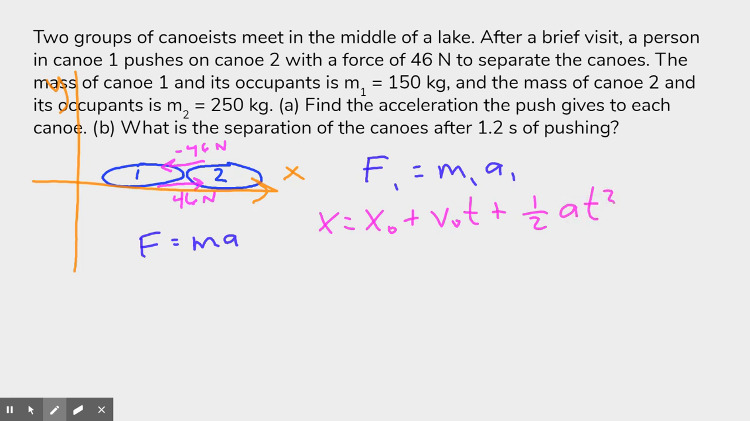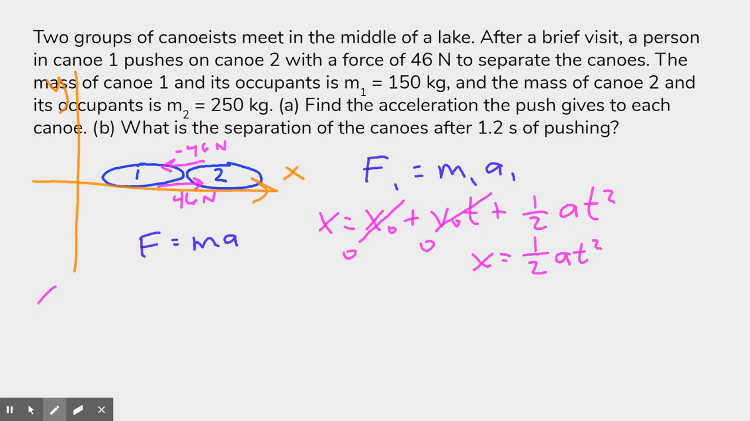Now, why would I choose this? Well, we can simplify this. Since they begin just sitting in the middle of this lake, X naught is going to be 0. And since they're sitting, that initial velocity is also 0, and this will disappear. This leaves us with X equals 1/2 A T squared. Well, we just calculated acceleration, and the problem gave us time. So we can find the final position value for each of the canoes, and we're going to have to do this twice.